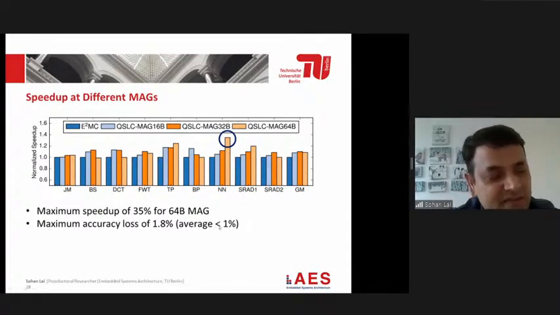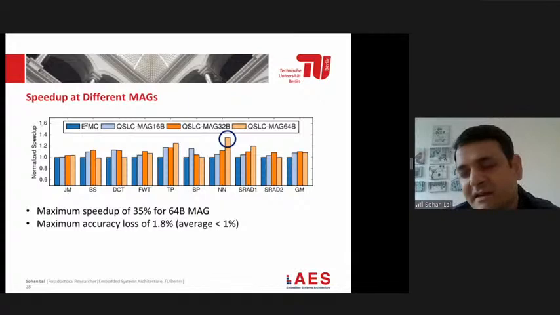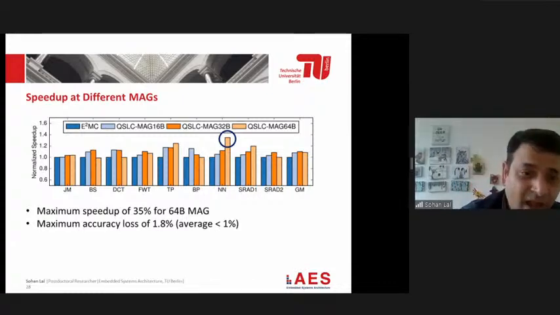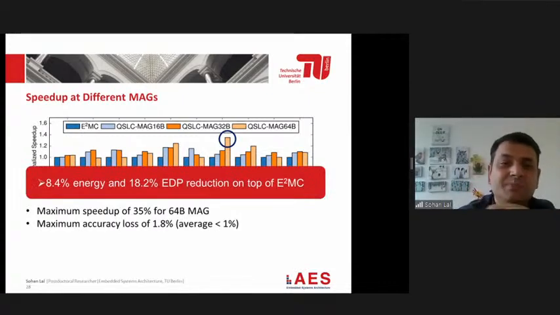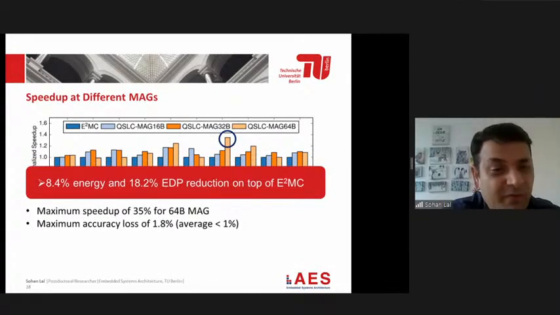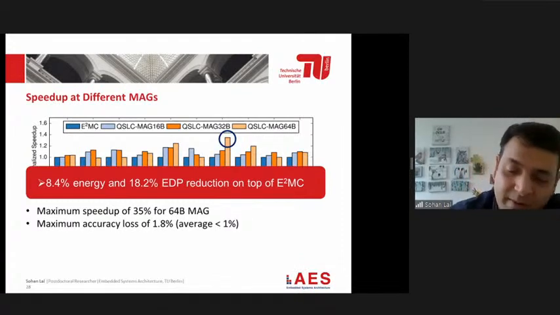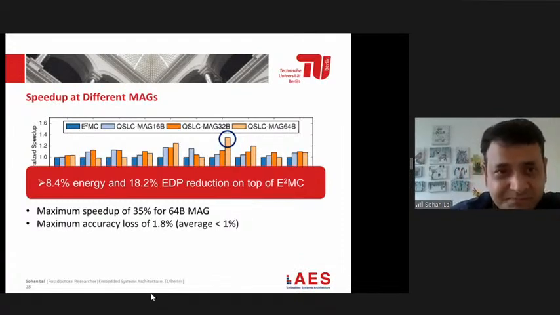And I just want to state here, the state of the art, when we were doing this work, assumes like 10% error is acceptable, and 1% is almost nothing compared to that. Again, if we look at our broader objective, we reduce 8.4% energy and 18.2% EDP. And this reduction is on top of E2MC plus whatever you can gain from E2MC plus after applying this technique.